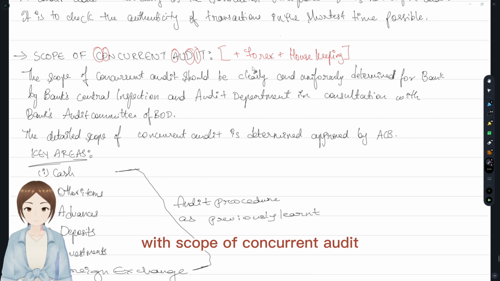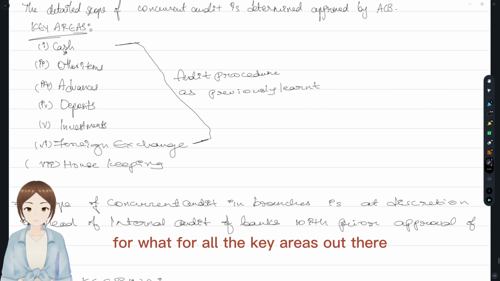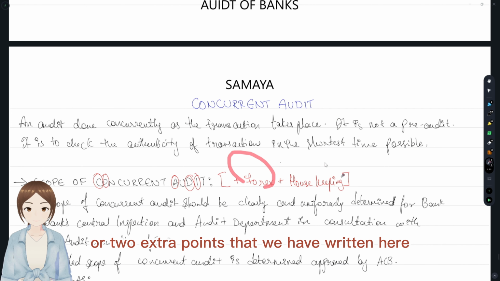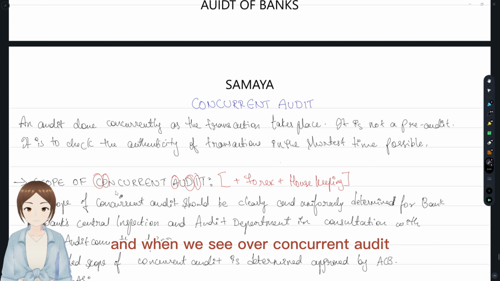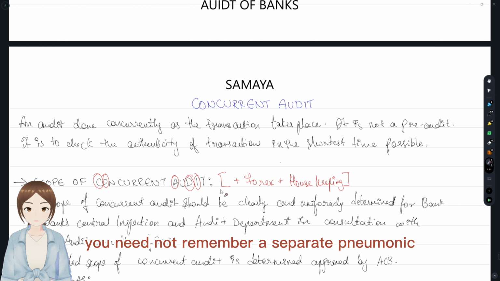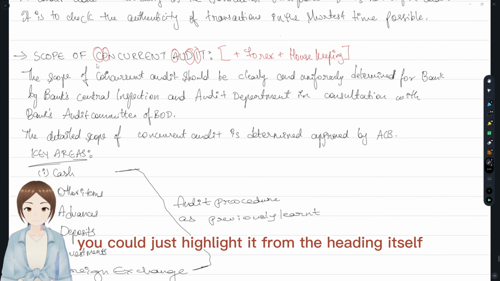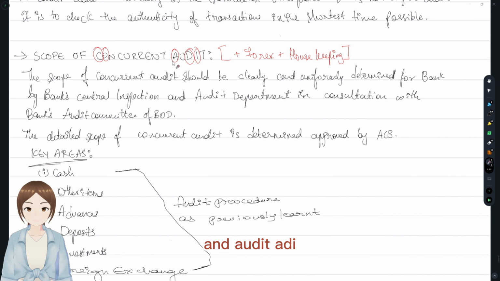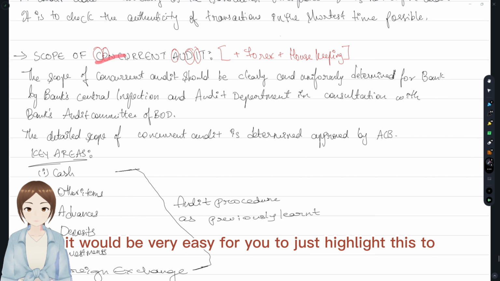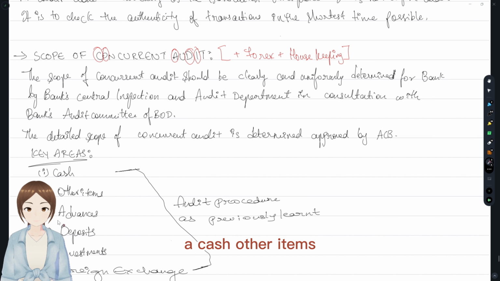Scope of concurrent audit. For the scope of concurrent audit, we have highlighted C, O, A, D, I, for all the key areas: Cash, Other items, Advances, Deposits, Investments, Forex transactions, and Housekeeping were 2 extra points that we have written here. When we look at concurrent audit, you need not remember a separate mnemonic out of nowhere. You could just highlight it from the heading itself: the first 2 letters, and A, D, I, and forex and housekeeping. If you read that 2-3 times, it would be very easy to remember. Cash, Other items, A for Advances, D for Deposits, I for Investments, and then foreign exchange transactions and housekeeping.